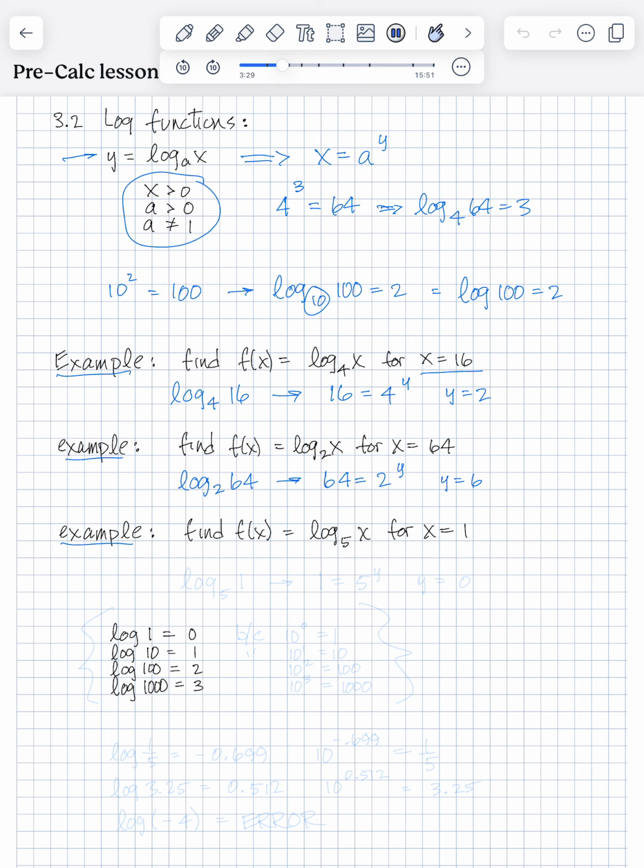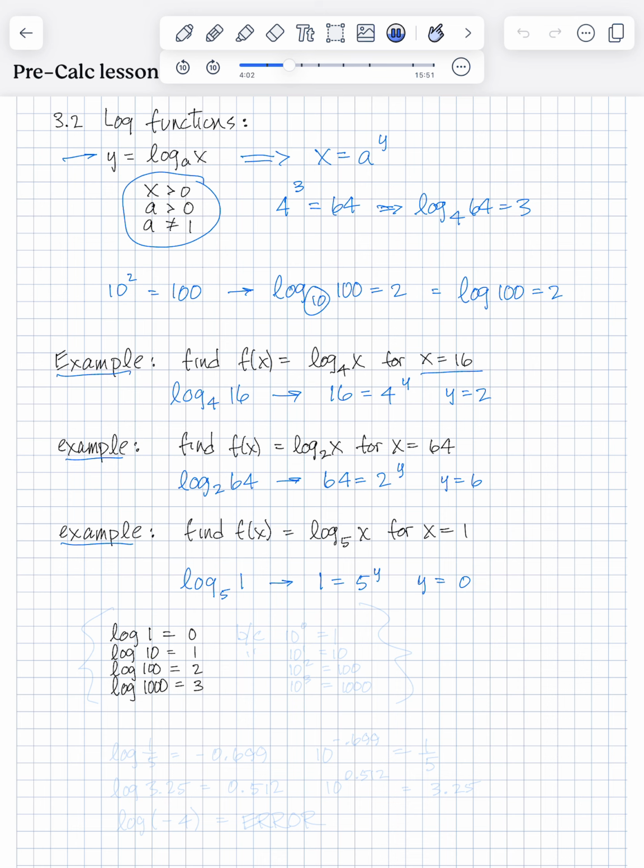Okay, next one. Find f of x for log base 5 of x for x equals 1. So we're going to write log base 5 of 1, and that converts to 1 equals 5 to the y. So y is equal to 0, because anything to the 0 power is going to be 1.